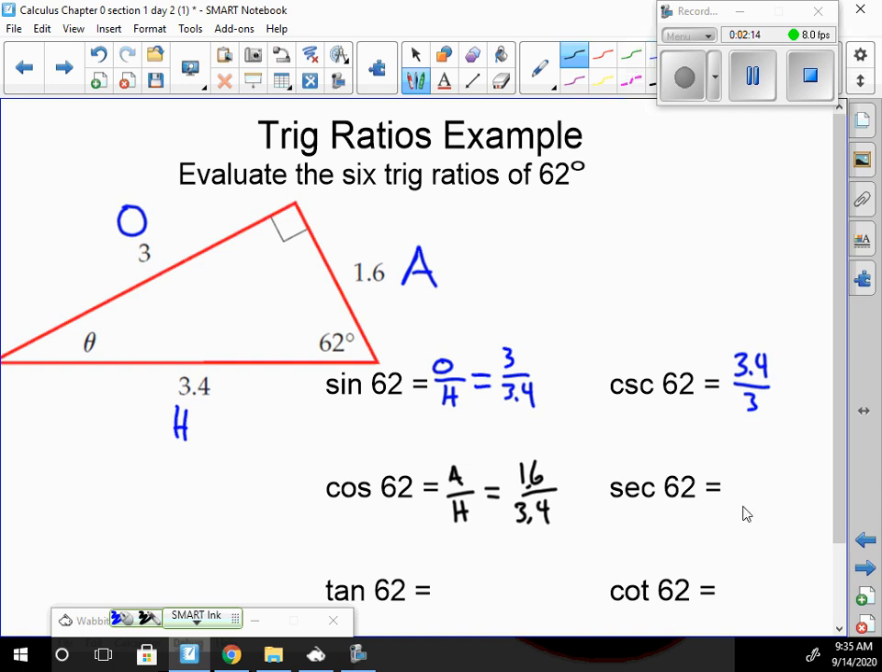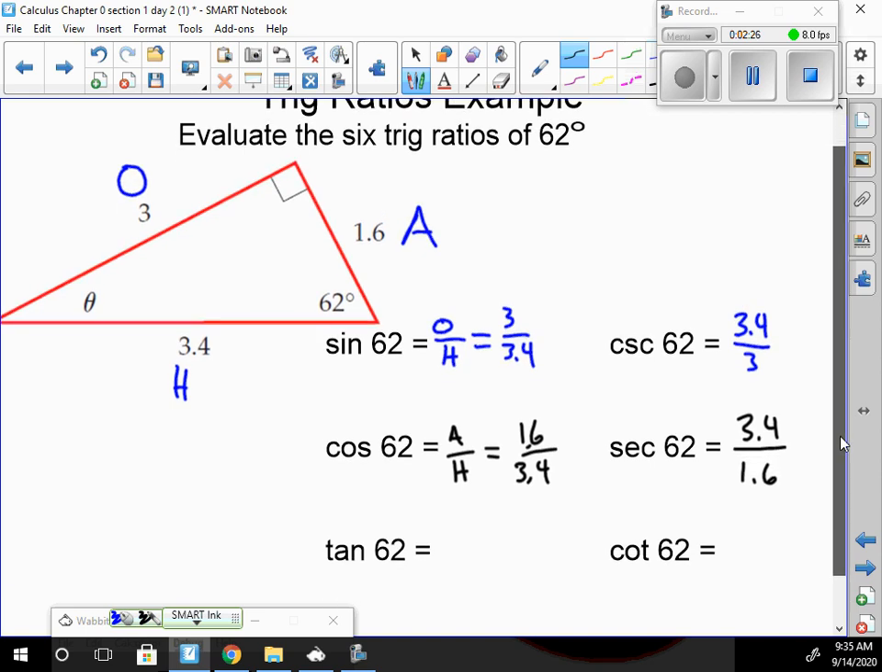Secant is the flip, or the reciprocal of that. 3.4 over 1.6. The tangent is opposite over adjacent. So since tangent is opposite over adjacent, that would be 3 over 1.6. And my cotangent would be the flip, 1.6 over 3.